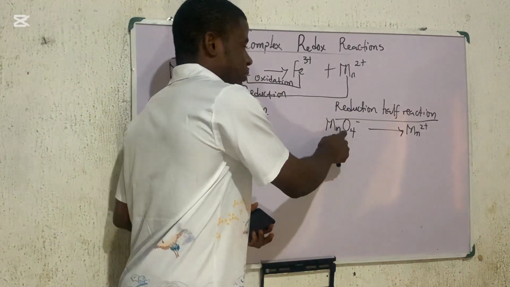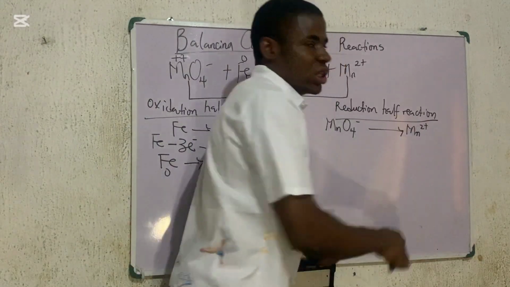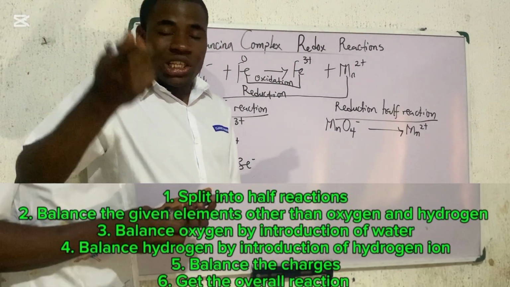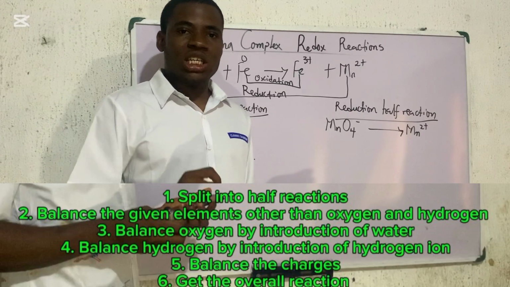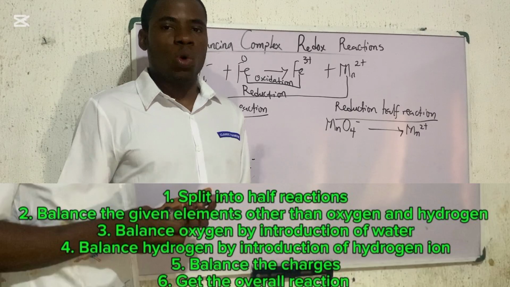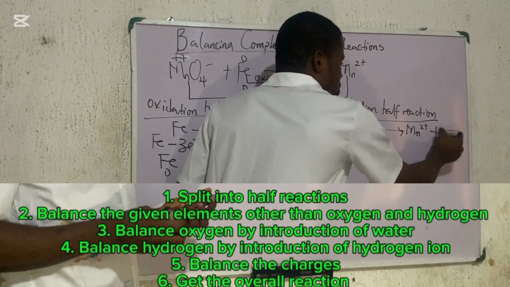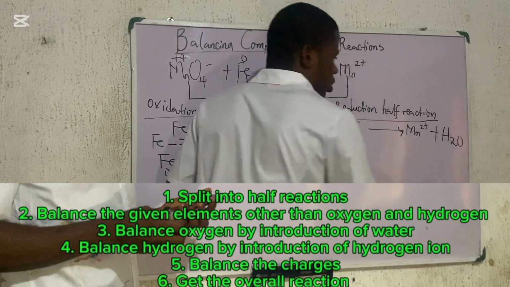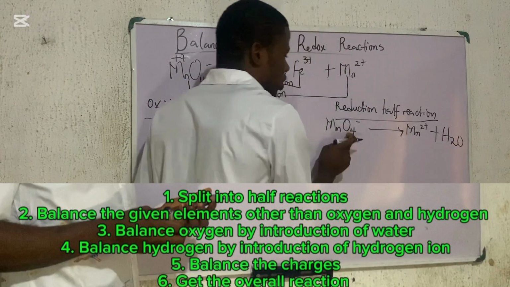But you can see that oxygen, I have 4 atoms of oxygen on the left, but I have no oxygen on the right. Therefore, the third step is to balance oxygen by introducing water. So this oxygen I'm having here, I have to balance it by introducing water, H2O. Does it make sense? Now, how many atoms of oxygen do I have here?